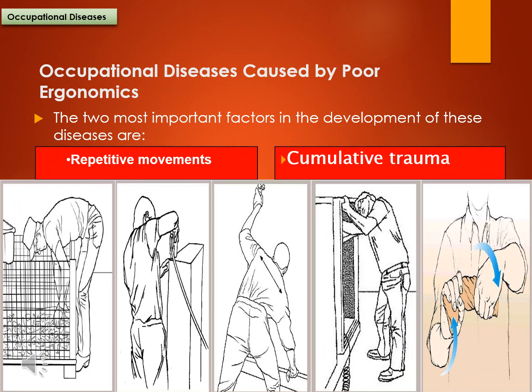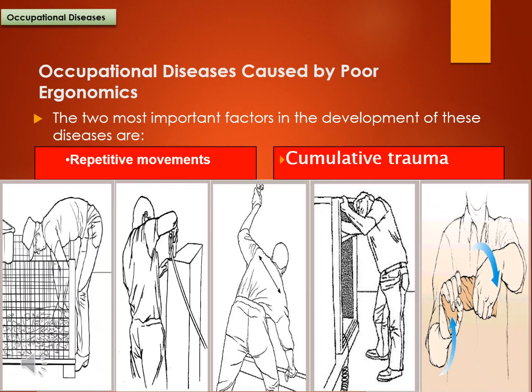In ergonomics-related occupational diseases, the two primary contributing factors are repetitive movements, performing the same motion repeatedly over time, and cumulative trauma, where small, repeated stresses gradually cause significant injury to muscles, joints, or nerves.